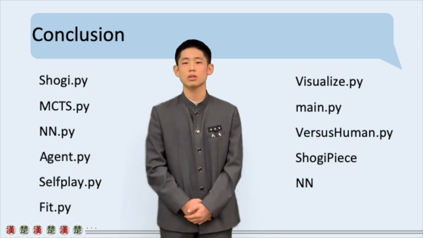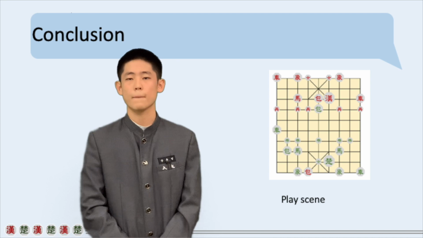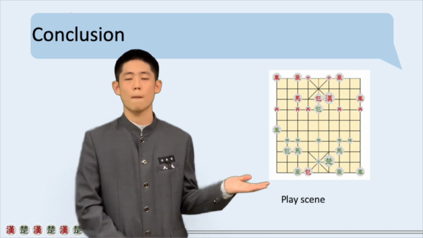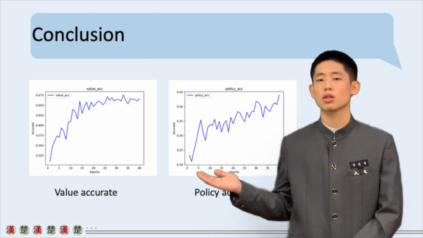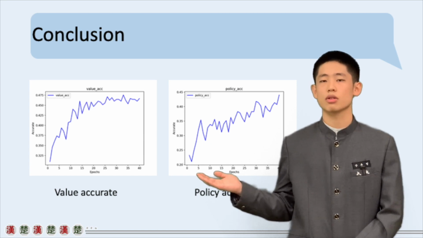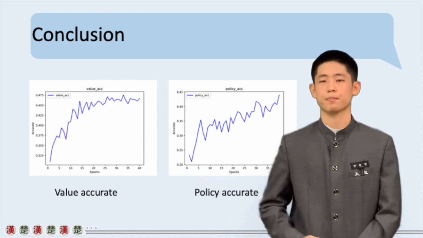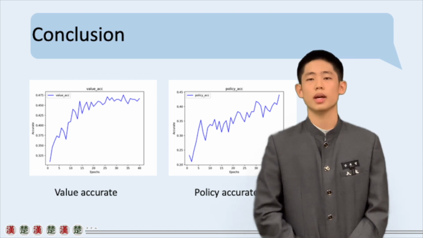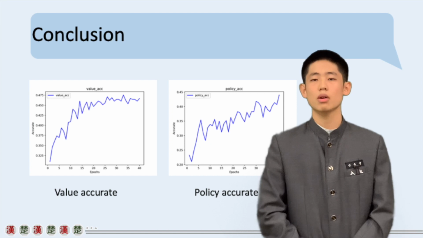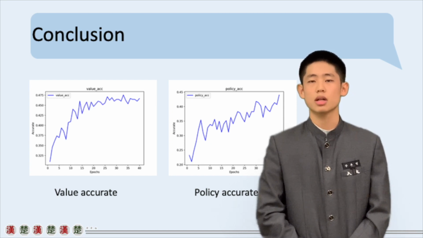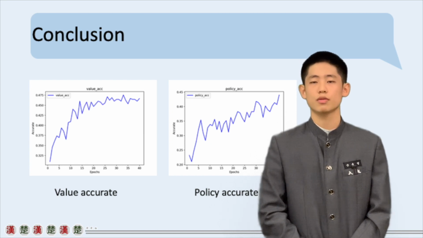Lastly, I will tell you the conclusion. First, these are the models we created to make AlphaZero. This is a play scene of AlphaZero. These 2 graphs show that the more AlphaZero learns, the higher the value accuracy and the policy accuracy become. We were able to develop an AI player that recognizes the situation on its own and determines the move without human intervention. We learned more about Monte Carlo tree search, convolutional neural networks, and reinforcement learning. And it was a good experience to make AI by using them.